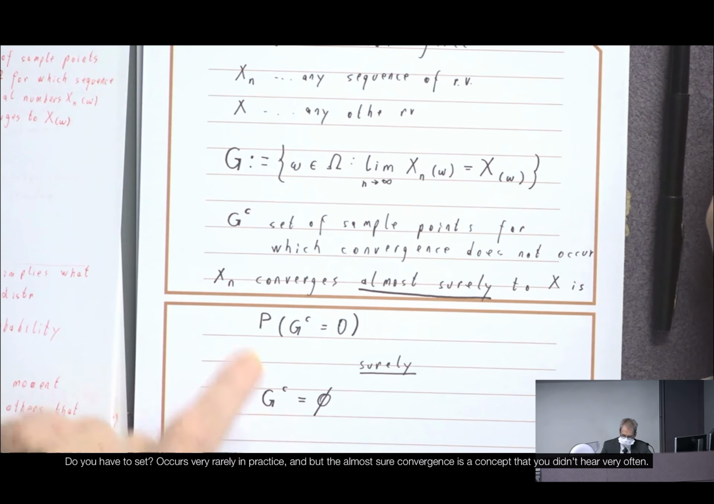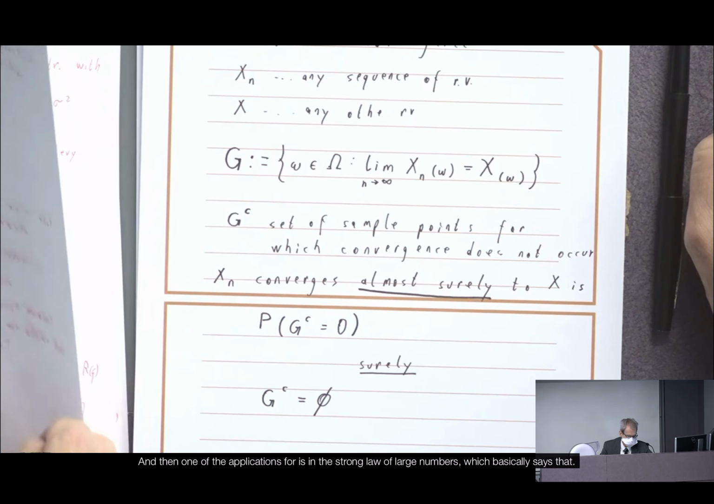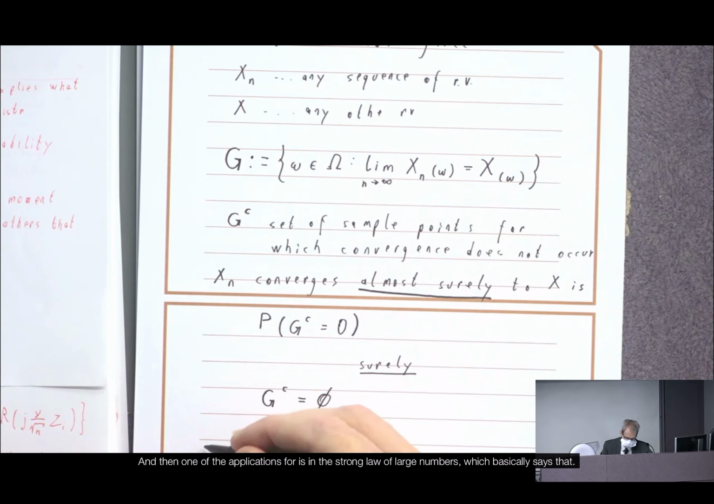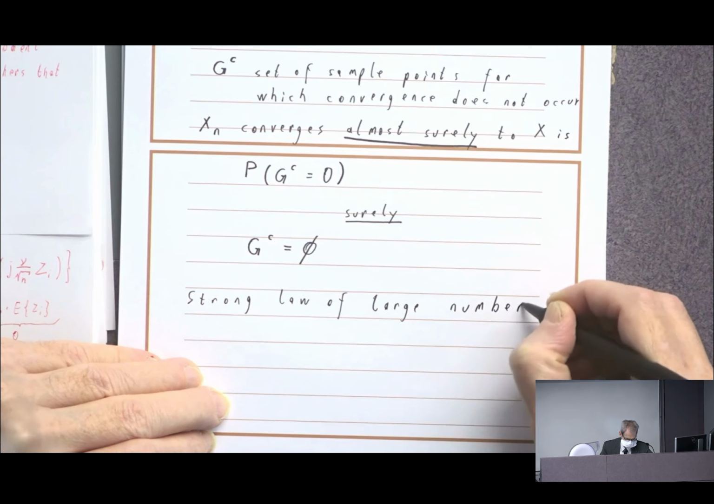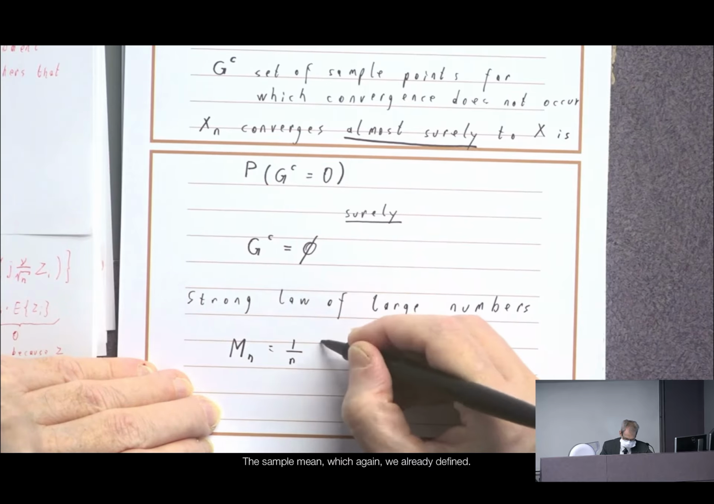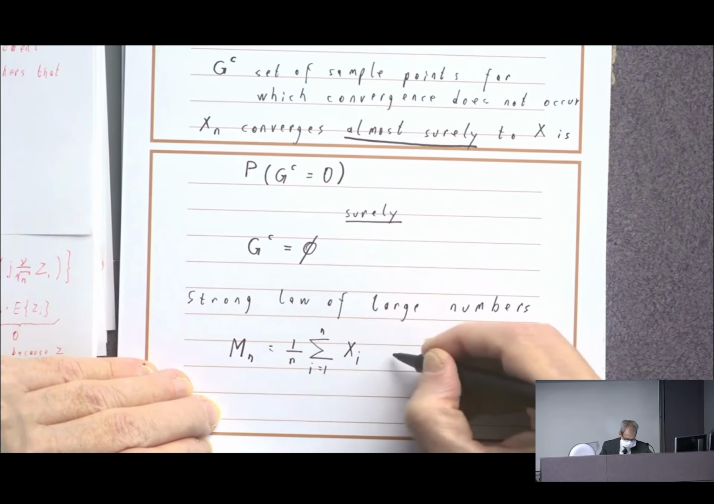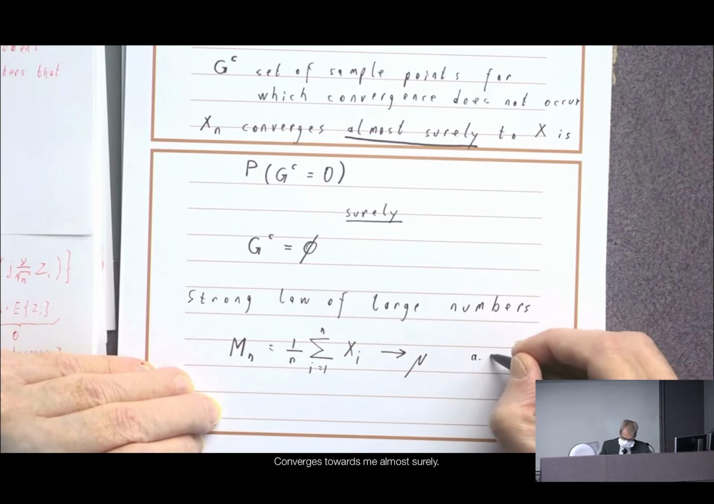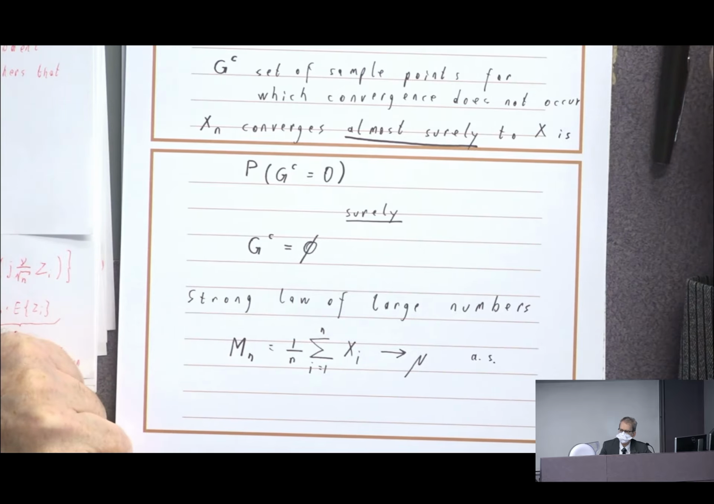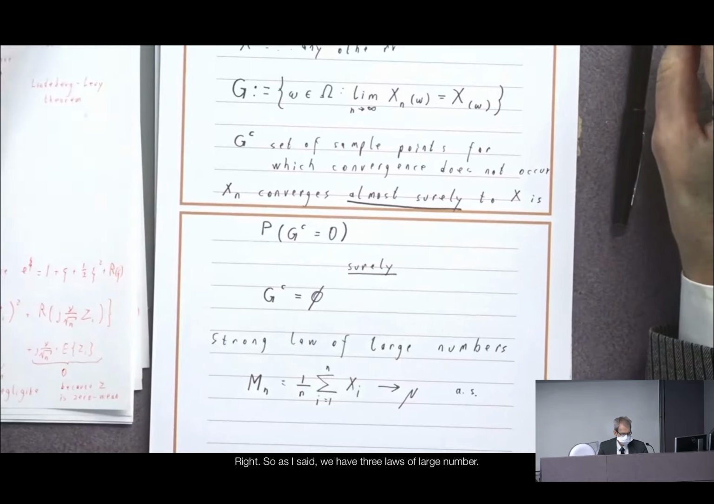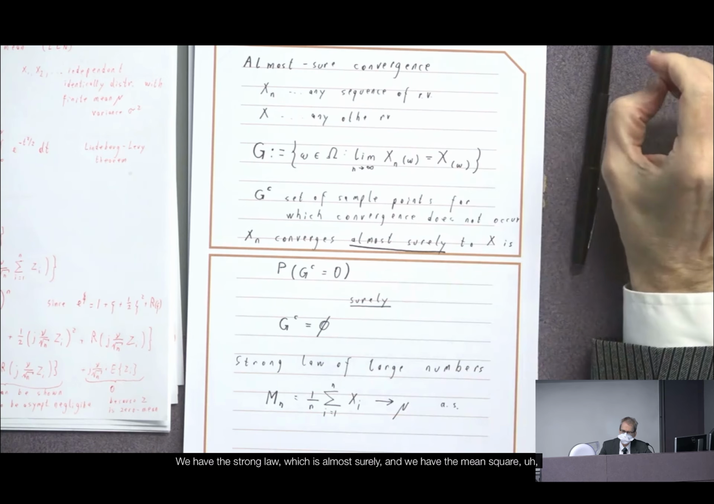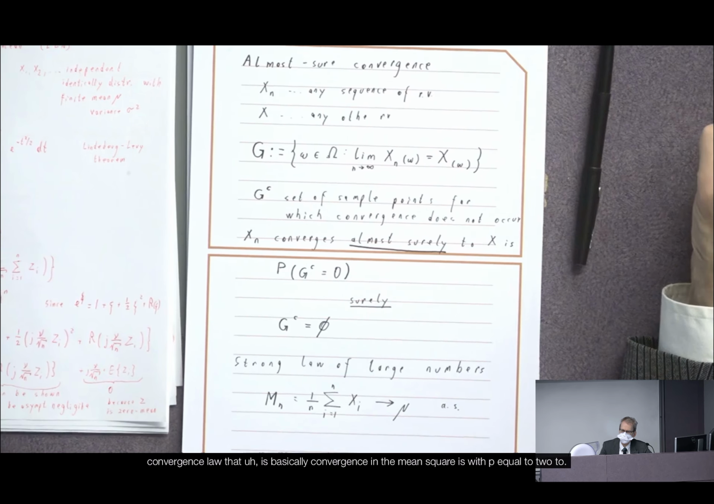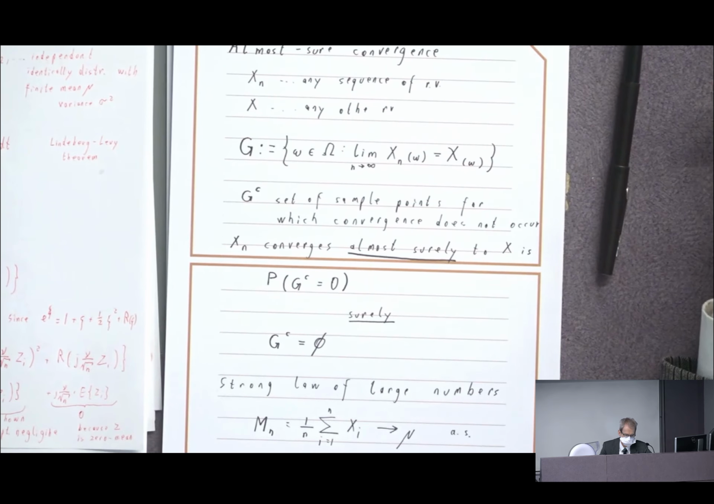Occurs very rarely in practice, right? But the almost sure convergence is a concept that you hear very often. Right? And one of the applications is in the strong law of large numbers, which basically says that the sample mean, which again we already defined, converges towards mu almost surely. So, as I said, we have three laws of large numbers. We have the weak law, which is convergence in probability. We have the strong law, which is almost surely, and we have the mean square convergence law that is basically convergence in the mean square with p equal to 2.